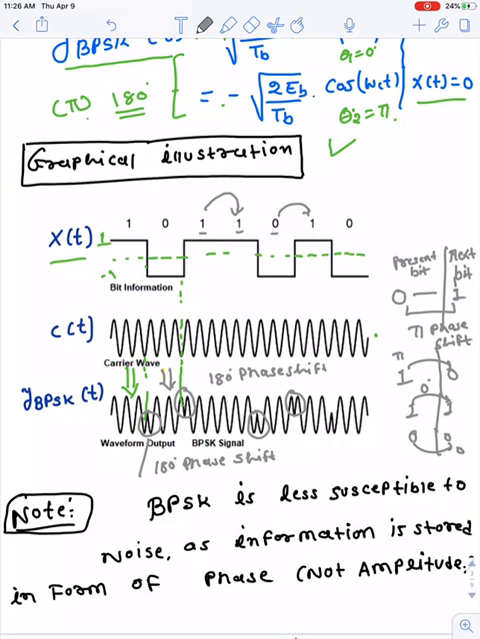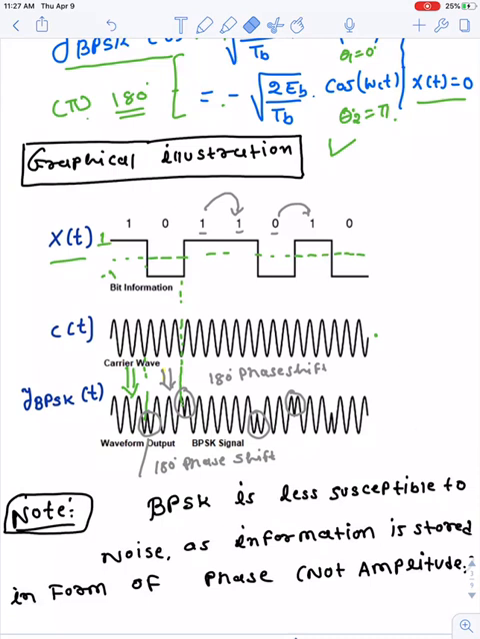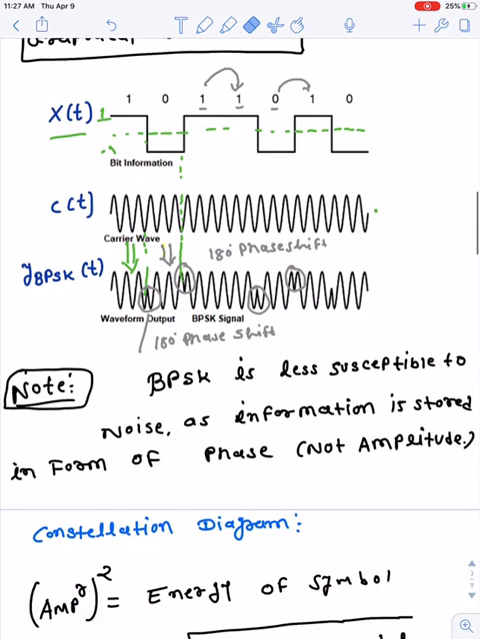So whenever the bit is going to change, if the symbol S1 is retained, no phase shift is observed. Whenever S2 is retained in the next bit also, there would be again no phase shift. But if there would be a transition from symbol S1 to symbol S2 or symbol S2 to symbol S1, we have a pi-degree phase shift observed. So that can be noted down.